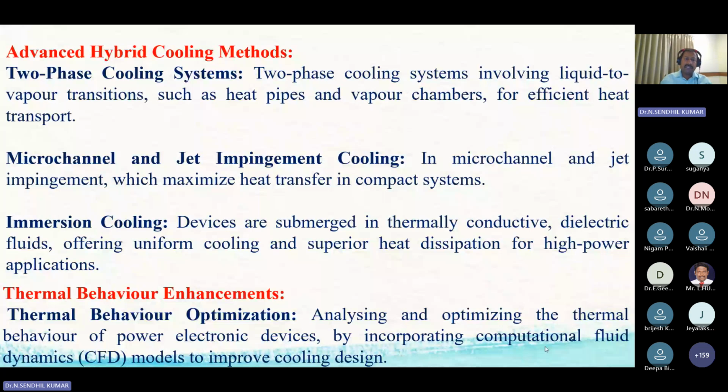Immersion cooling means the devices from which you want to transfer the heat are completely submerged in thermally conductive dielectric fluids, so that uniform cooling will be there and superior heat dissipation for high-power applications. This is another type of cooling. These three are advanced, hybrid types. So immersion cooling uses conductive dielectric fluids, and uniform cooling takes place.